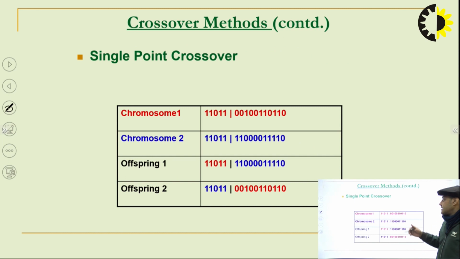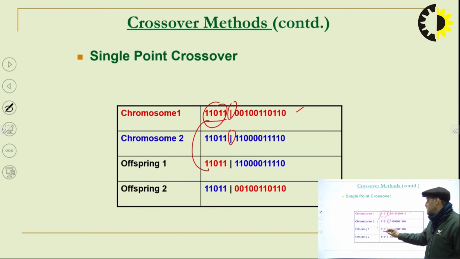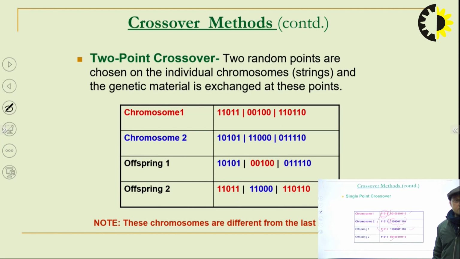Okay. Second, this is the example using these bits. Okay, we have selected a point. This point we have selected. So this new bit will be generated here. We use here, and this use here. This is the offspring 1. Then another. This is the offspring 2. Okay, this is a single point crossover.